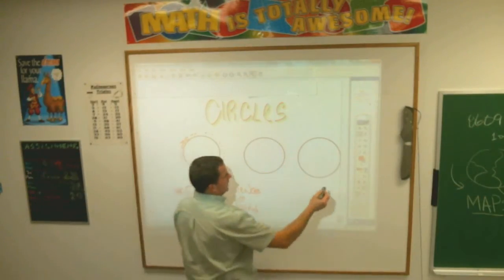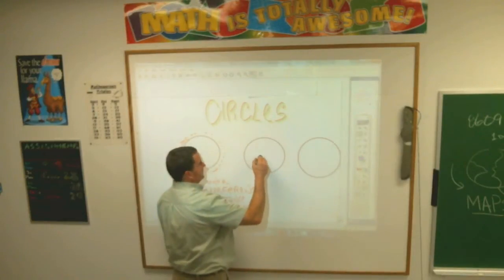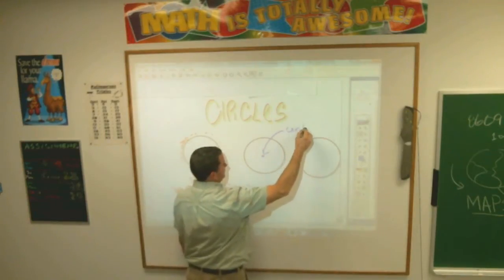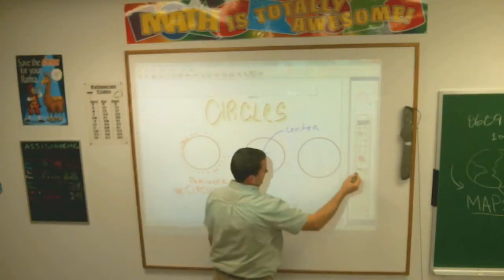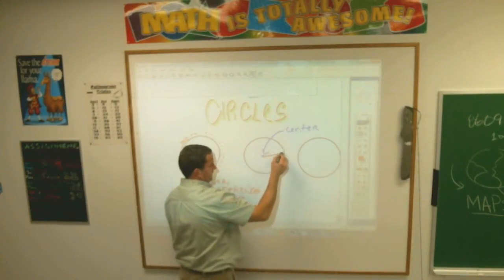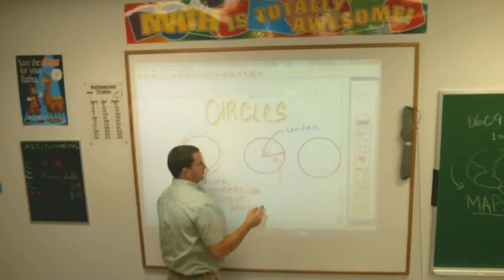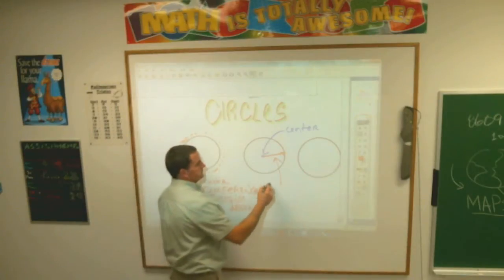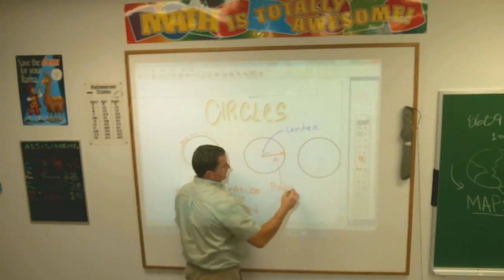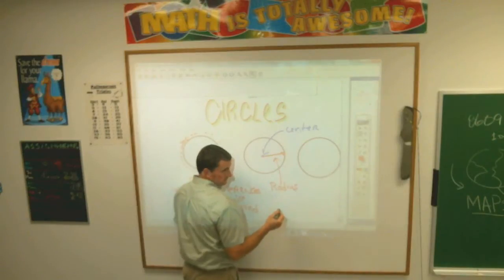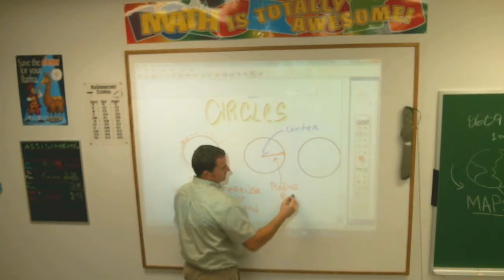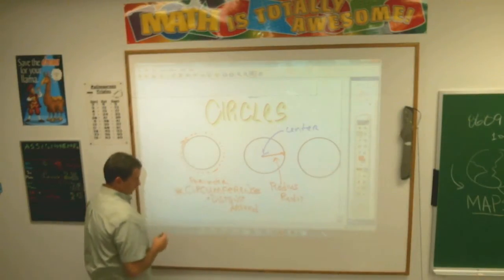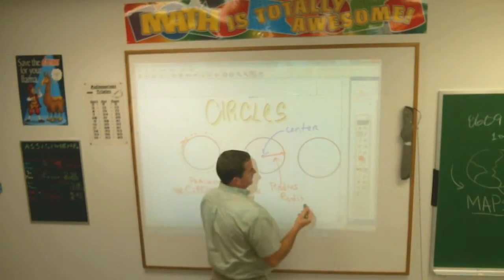The little point that's in the middle of the circle is called the center, believe it or not. The line that goes from the center to the outside, that is called a radius. And the plural of radius is radii. Is that how you spell radii? Yeah. Radii.